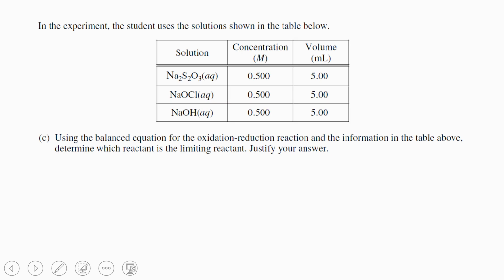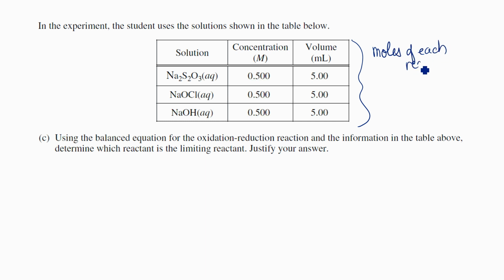So if you look at C, we're trying to figure out who is the limiting reactant, and we want to justify our answer here. And I don't have my balanced chemical equation on this page. I kind of need to look at my balanced chemical equation to figure this out. But one thing I will notice from glancing at this first is that to find my limiting reactant, I first need to figure out how many moles of each reactant that we have.